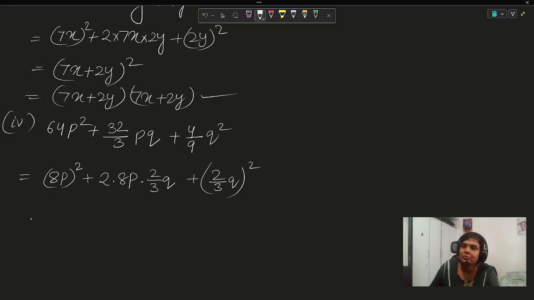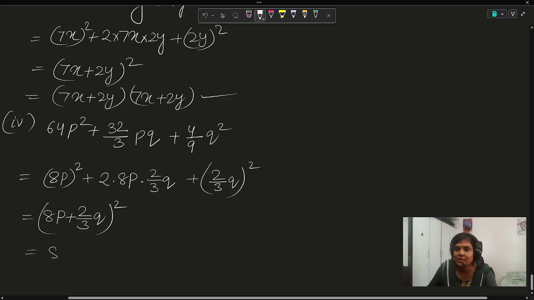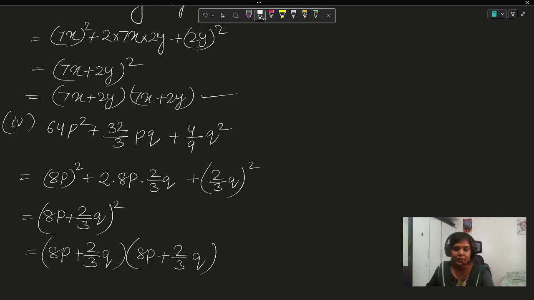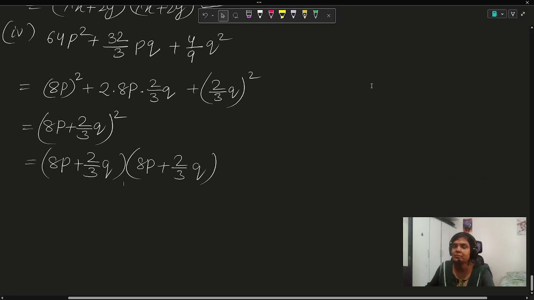Nothing. So what are you getting? 2 times 4 is 8, 8 times 4 is 32 by 3. Yes, same thing we are getting. So the answer is (8p plus 2 by 3 q) whole square. So the answer is (8p plus 2 by 3 q) of (8p plus 2 by 3 q). Because it is a square, two times, we can write the answer as two times. Let's go to the fifth part, what does it say.